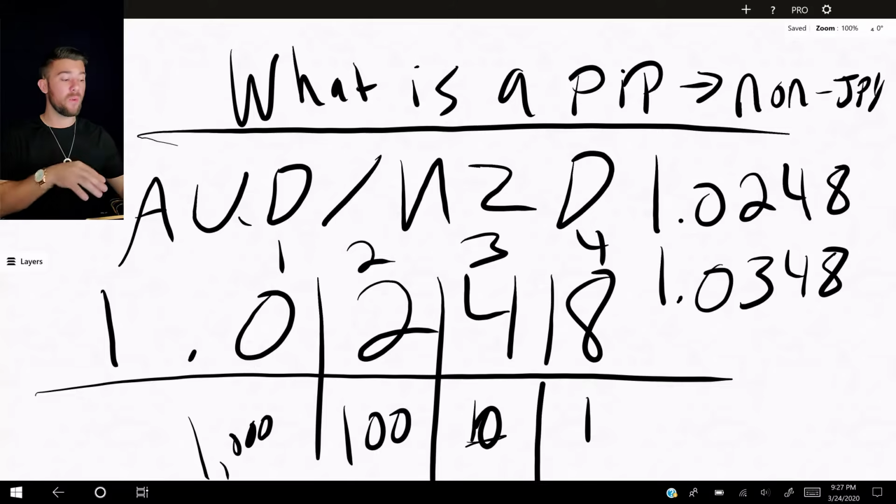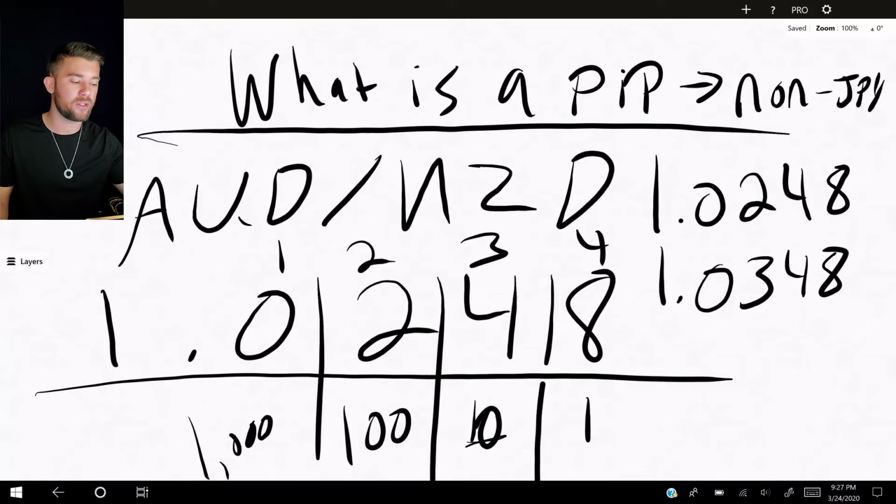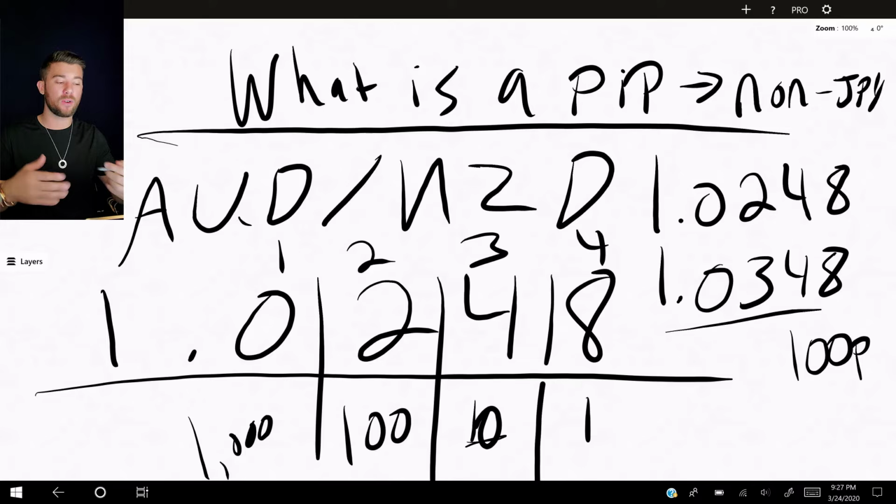which one of these numbers changed? It wasn't our ones at all, was it? Our ones was an 8, it's still an 8. It wasn't our tens, it was a 4, it's still a 4. Was it our 100s? It was a 2, it is a 3. So therefore, this market moved 100 pips. Going from 2 to 3 would mean that we moved a total of 100 pips here on the Aussie New Zealand.